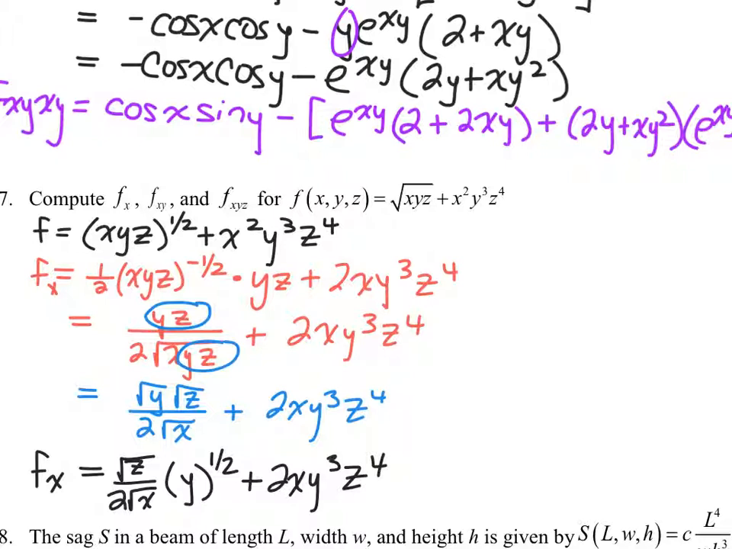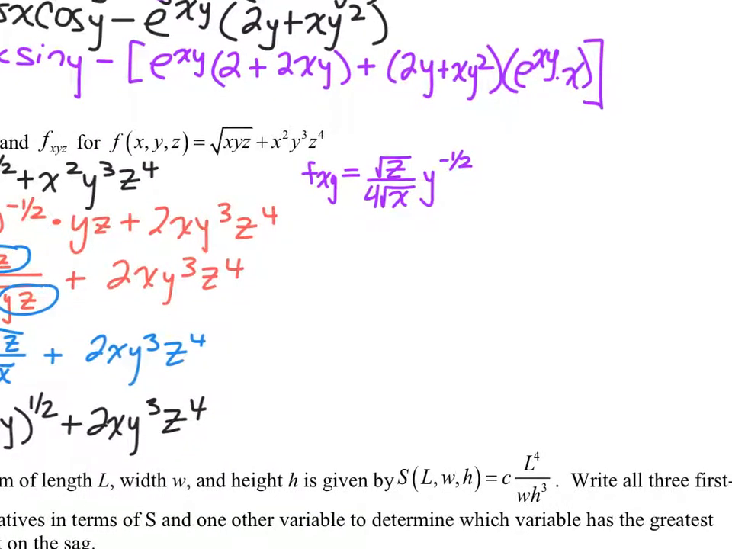All right. So then when I differentiate, I'm just applying the power rule for y. I'd be looking at f sub xy, root z over 4 root x, y to the negative 1/2, plus the derivative of the rest of it. So again, it's the y stuff that's variable, everything else is constant.